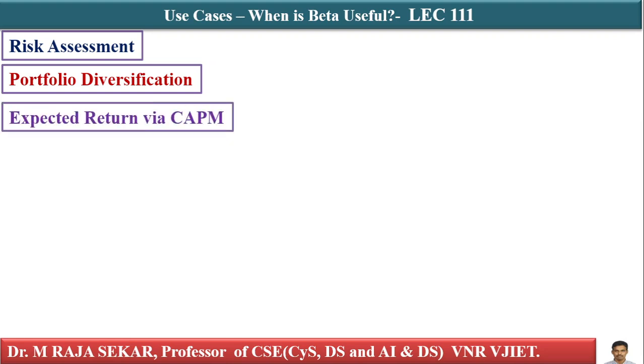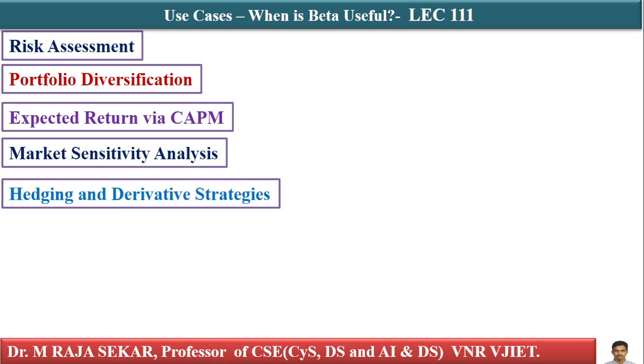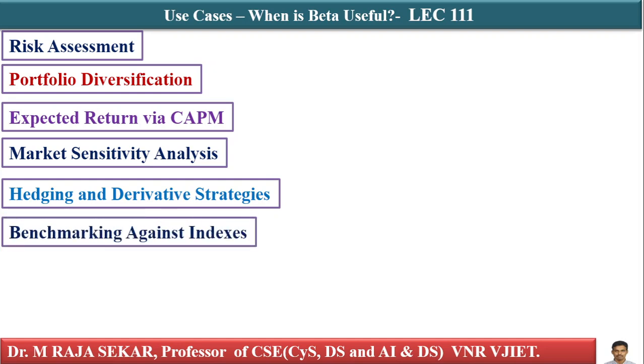Expected return via CAPM. Beta is a core input in the capital asset pricing model to estimate expected return. Market sentiment analysis. Beta shows how a stock performs in bull or bear markets. Hedging and derivative strategies. Beta is used to calculate how much of a position to hedge using index or options and futures. But anyway, we won't go into futures and options. Benchmarking against indexes. Beta tells how closely a stock or fund tracks an index.